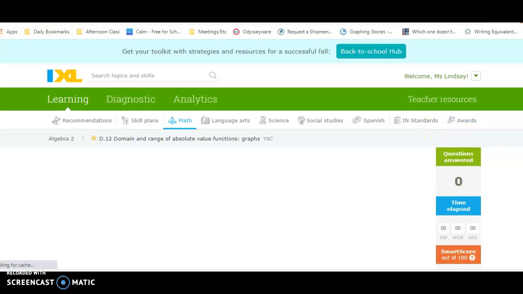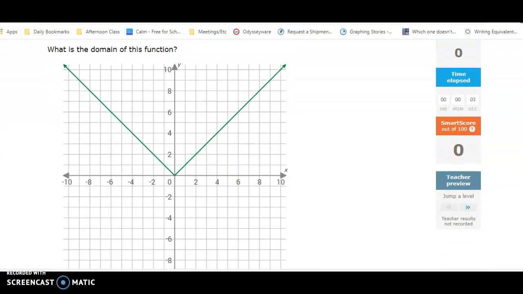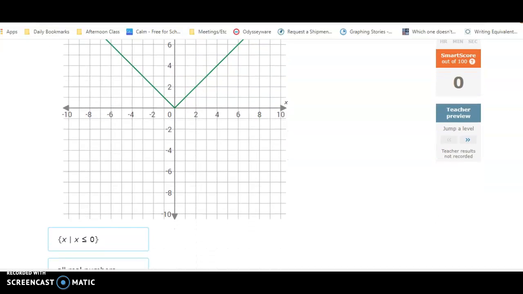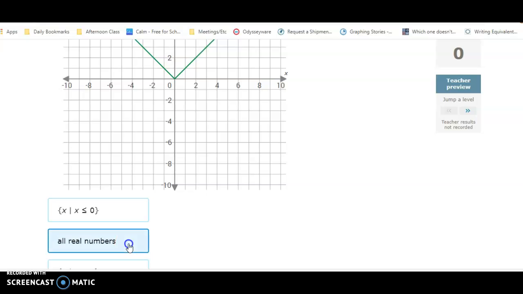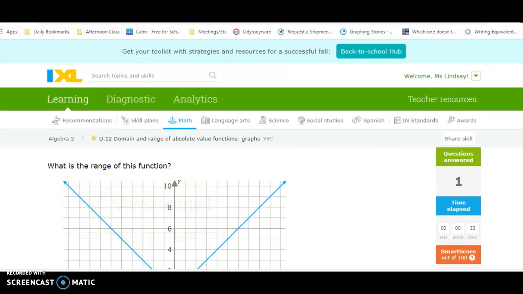This one is asking about domain and range, right? So the domain is the x's. What numbers can be used for x's? And if you look at that, there are arrows going both directions. So all real numbers are allowed. So if any of these questions ask you for domain, the answer is going to be all real numbers. Don't be tricked by all the other extras.